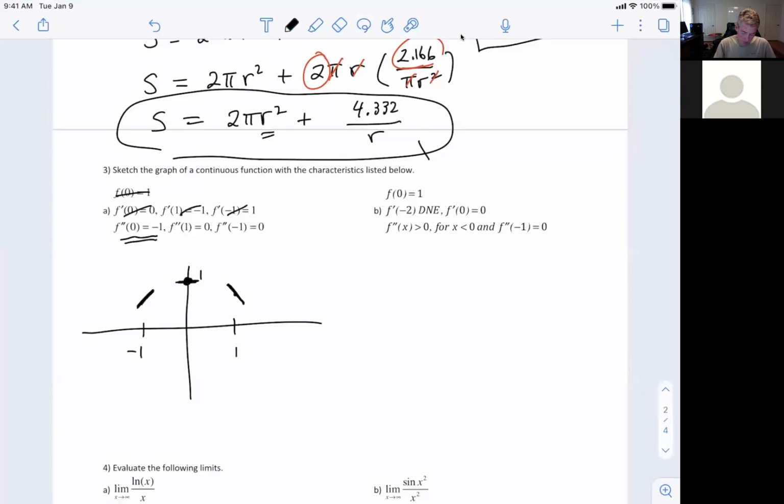Then at x equals 0, the second derivative equals -1. Now the -1 isn't important. All that's really important is that it's negative. And then negative means that it's concave down. So I'll just put something like this to remind me it's supposed to be concave down there. And then at x equals 1, the second derivative is equal to 0, so it's supposed to be changing concavity. So that means if this side is concave down, then this side should be concave up. And at 1 is where it changes. And then also at -1, it's going to change concavity. So this should be concave up.